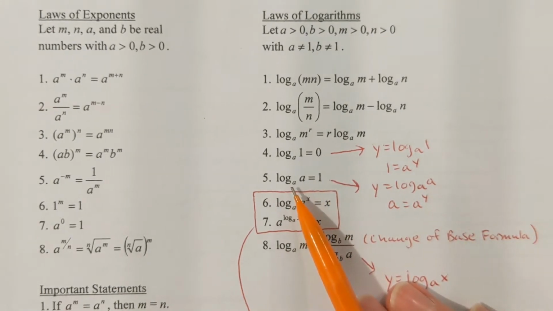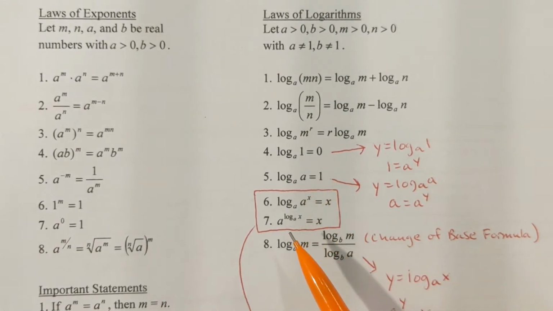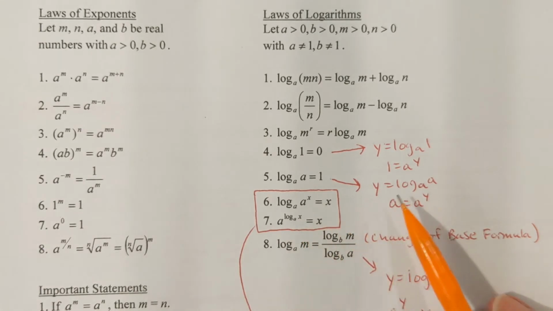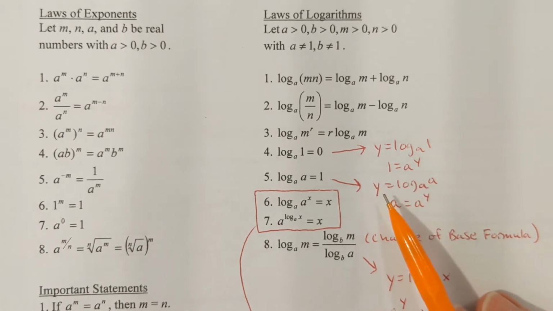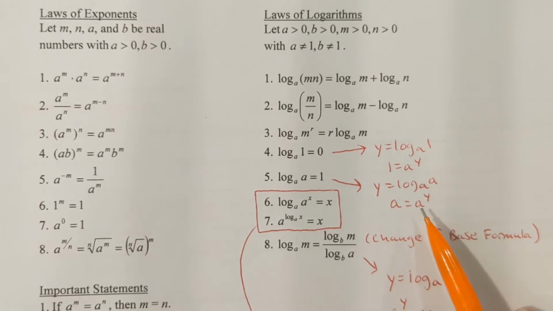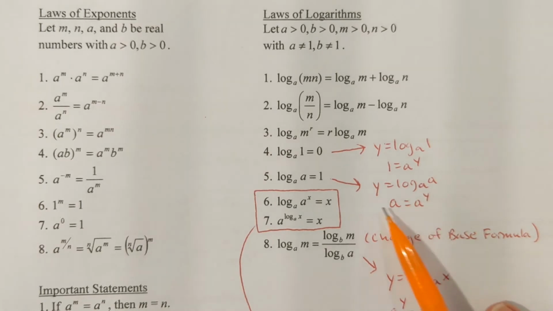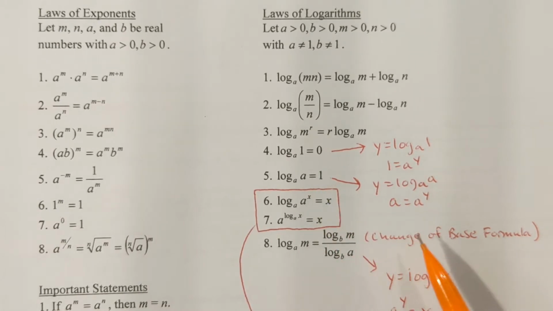Law 5 is saying that whenever the base and the input number are the same, you always get 1. Okay, log base a of a is 1. Now, to see where that's coming from, if I let log base a of a be equal to y, and then I apply the definition for rewriting that into exponential form, I have a equals a to the y. Well, the only possible value for y to make this statement be true is y has to be 1, right? A to the first is a. If y is any other number, you're not going to have a true statement here. So that's where the 1 is coming from.